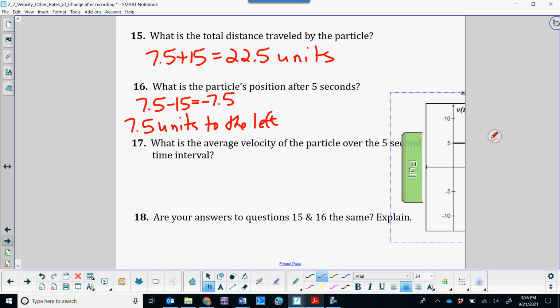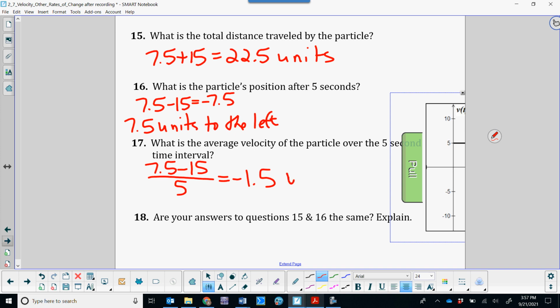17 says, what is the average velocity of the particle over the 5-second time interval? To find average velocity we would take displacement divided by time, because velocity is displacement over time. So the average velocity is the displacement in those 5 seconds divided by the 5 seconds. And so we end up with negative 1.5, and that's going to be the average velocity of the particle.